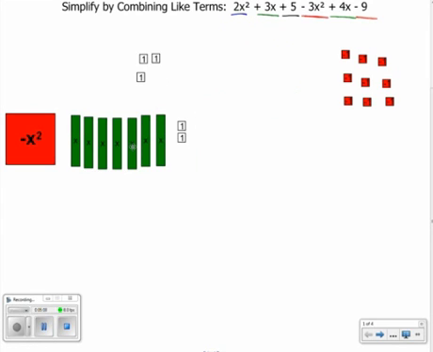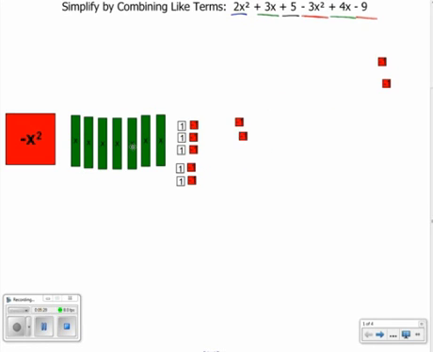And here I've got 5 positive 1s. And I have 9 negative 1s. And I'm going to go ahead and line them up. So I'm going to match each of my positives with a negative because I know those are going to cancel and make 0 pairs. So it looks like I'm going to have 5 0 pairs. Then I'm going to have these 4 negative 1s left over.